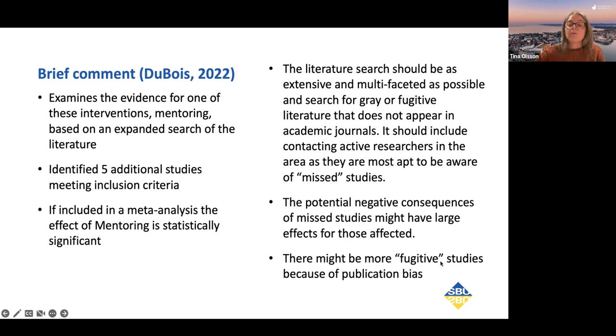They also argued that the potential negative consequences of missed studies might have large effects for those affected, and that there might be more fugitive studies due to publication bias or studies that don't get published. So there are likely many studies out there that are not included if we don't actively look for gray literature.